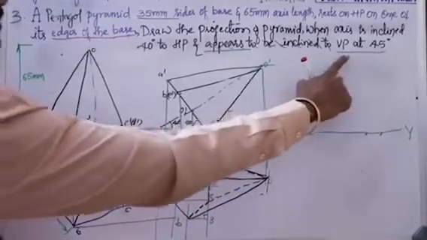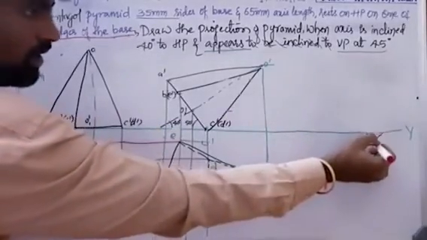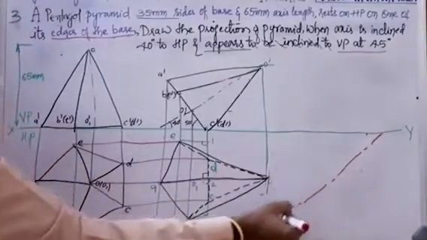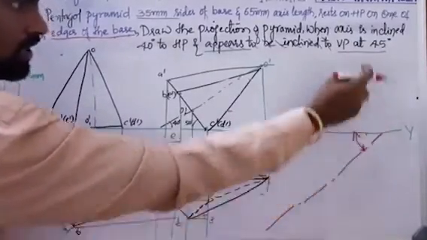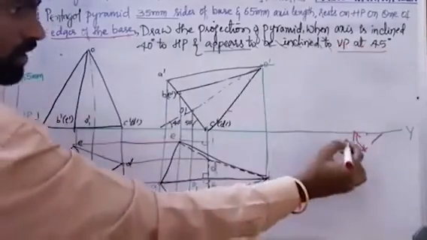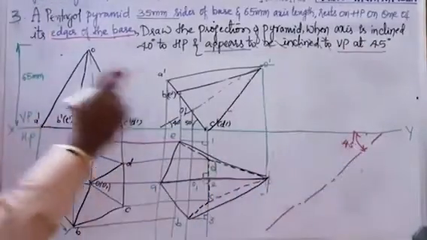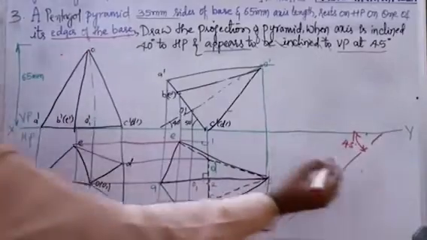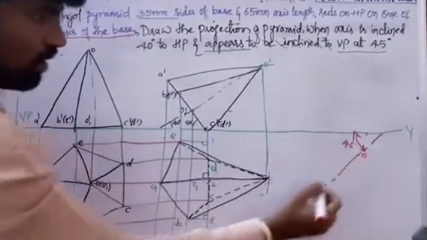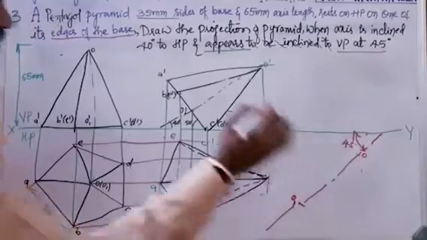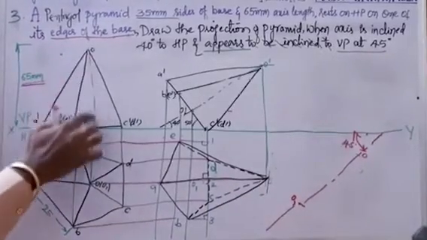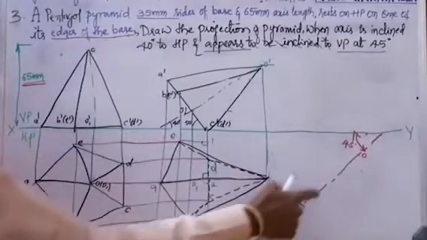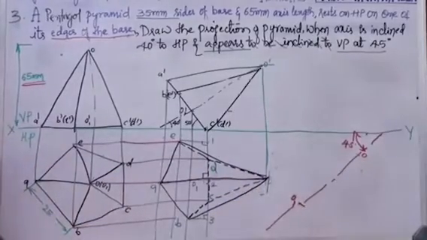So first, draw the same 45 degrees here. Though it is a beta case problem, draw the given angle first. Measure from O to O1, mark here O and O1. After marking this, remember you have taken the true length O to O1 here. First you need to take O to O1.